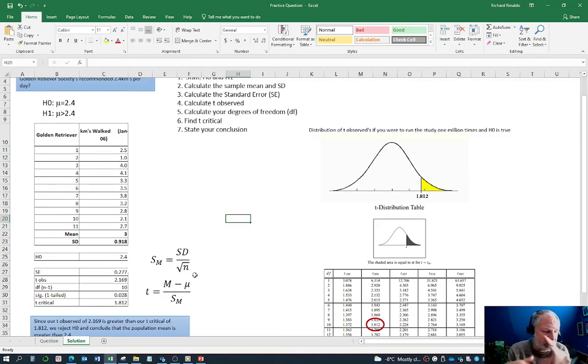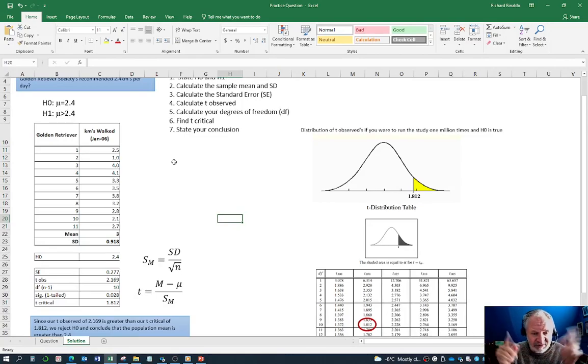If I were to run this study 1 billion times, I would have 1 billion sample means. If I take those 1 billion sample means and I create a frequency distribution, the frequency distribution would have a set mean and a standard deviation. And as we know from the central limit theorem, the mean of that distribution of sample means for the null hypothesis is equal to the population mean for the individual golden retrievers, which is 2.4. The standard deviation for that distribution of sample means is equal to the sample standard deviation over the square root of n.